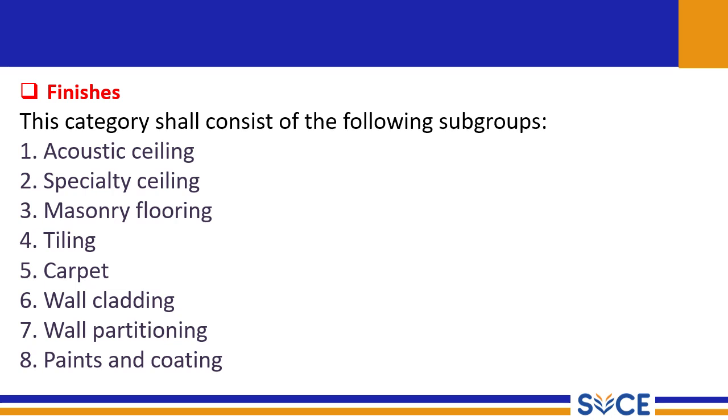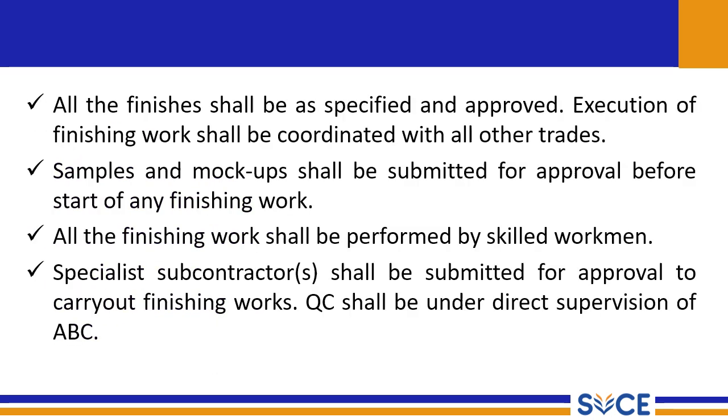Finishes. This category shall consist of the following subgroups: acoustic ceiling, specialty ceiling, masonry, tiling, carpet, wall cladding, wall partitioning, paints, and coatings. So, different finishes in the project, and all the finishes shall be specified and approved. Execution of finishing work shall be coordinated with all the other trades. Samples and mock-ups shall be submitted for approval before starting any finishing work. All the finishing work shall be performed by skilled workmen. Specialist subcontractors shall be submitted for approval to carry out finishing works. QC shall be under the direct supervision of the engineer.